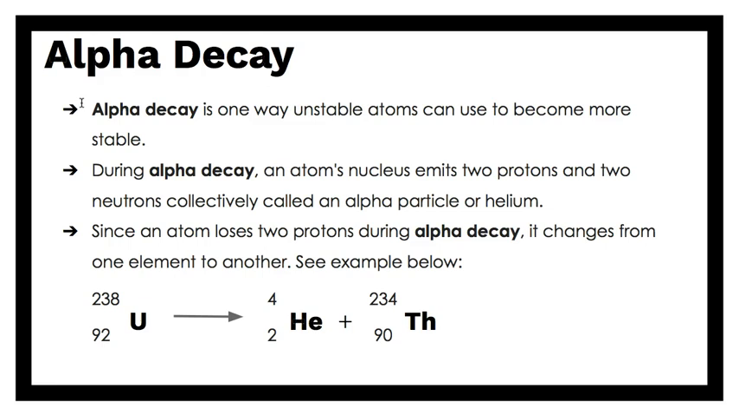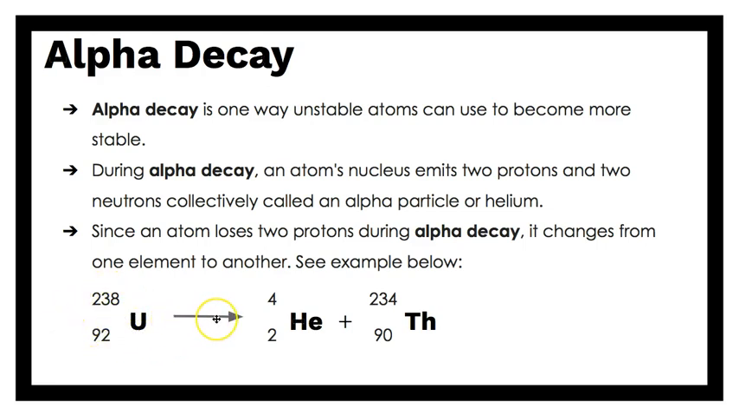During alpha decay, an atom's nucleus emits 2 protons and 2 neutrons. And we can see that here in this equation, this example that I gave you, you should write it down in your notes in the box where it says example. So you're going to write uranium, you're going to write the mass, and you're going to write the atomic number. And this uranium's undergoing alpha decay.